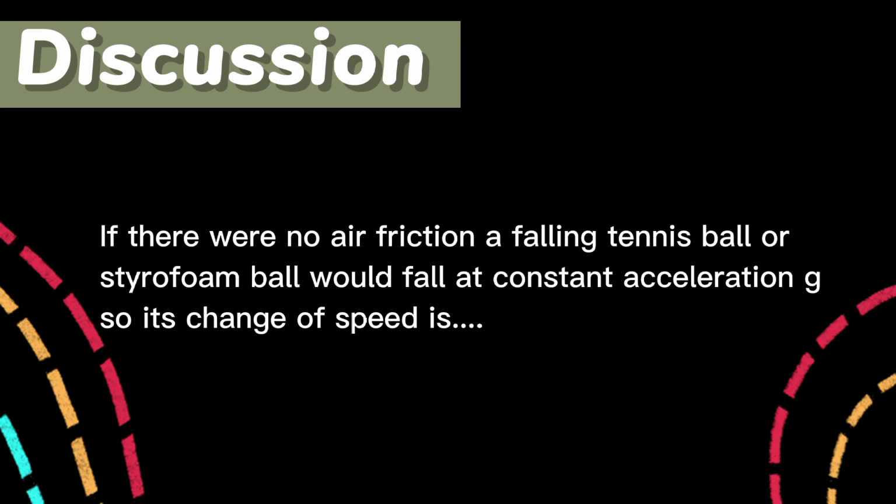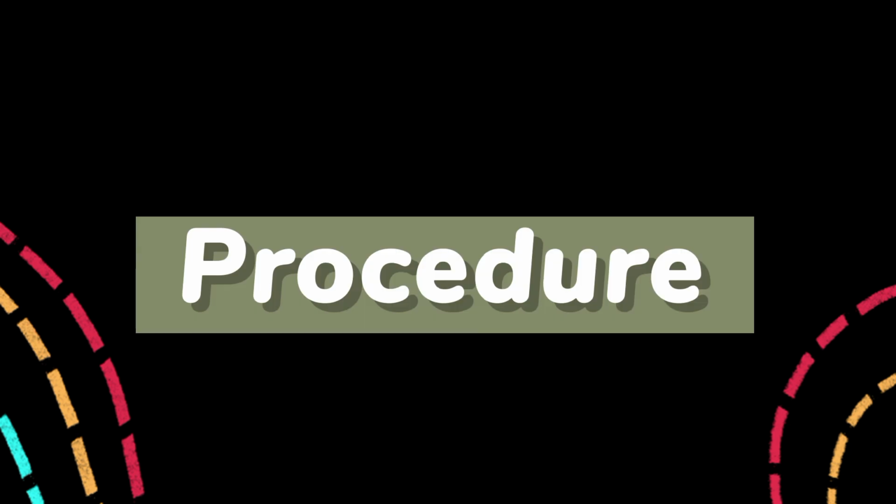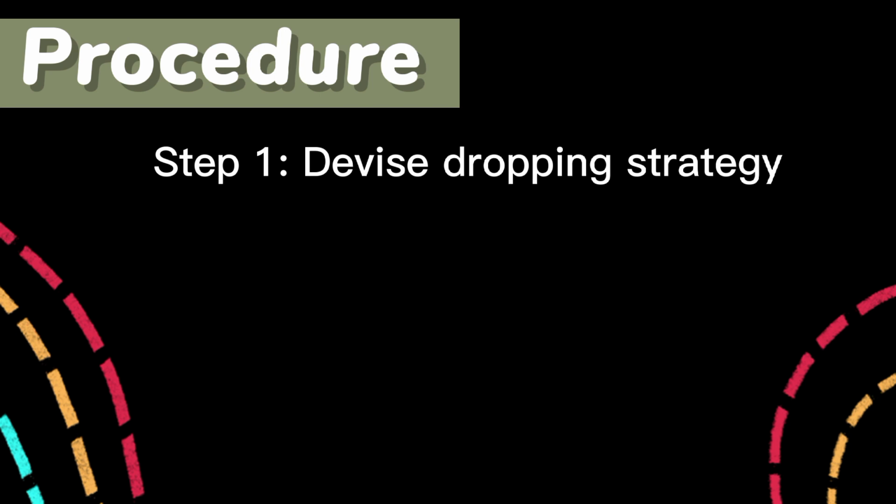If there were no air friction, a falling tennis ball or styrofoam ball would fall at constant acceleration due to gravity, so its change of speed, final velocity minus initial velocity, is equal to the acceleration of gravity times the time of fall. Proceeding to the procedure of the experiment, step number 1.